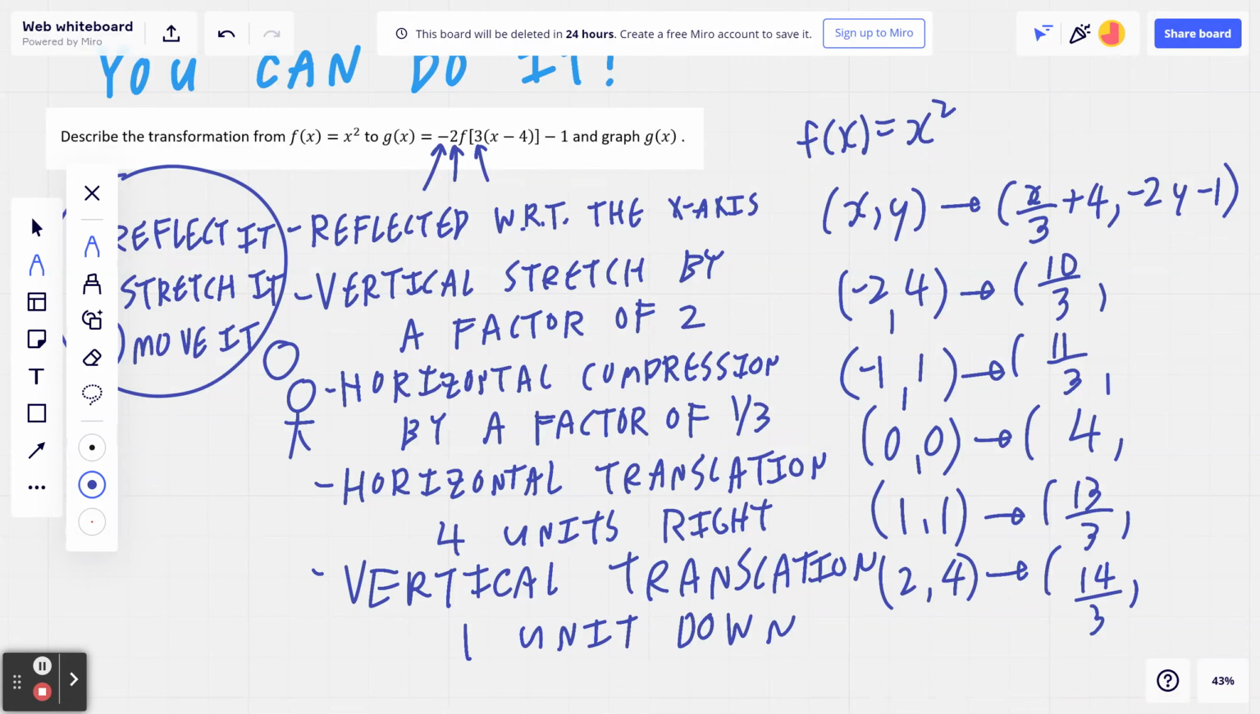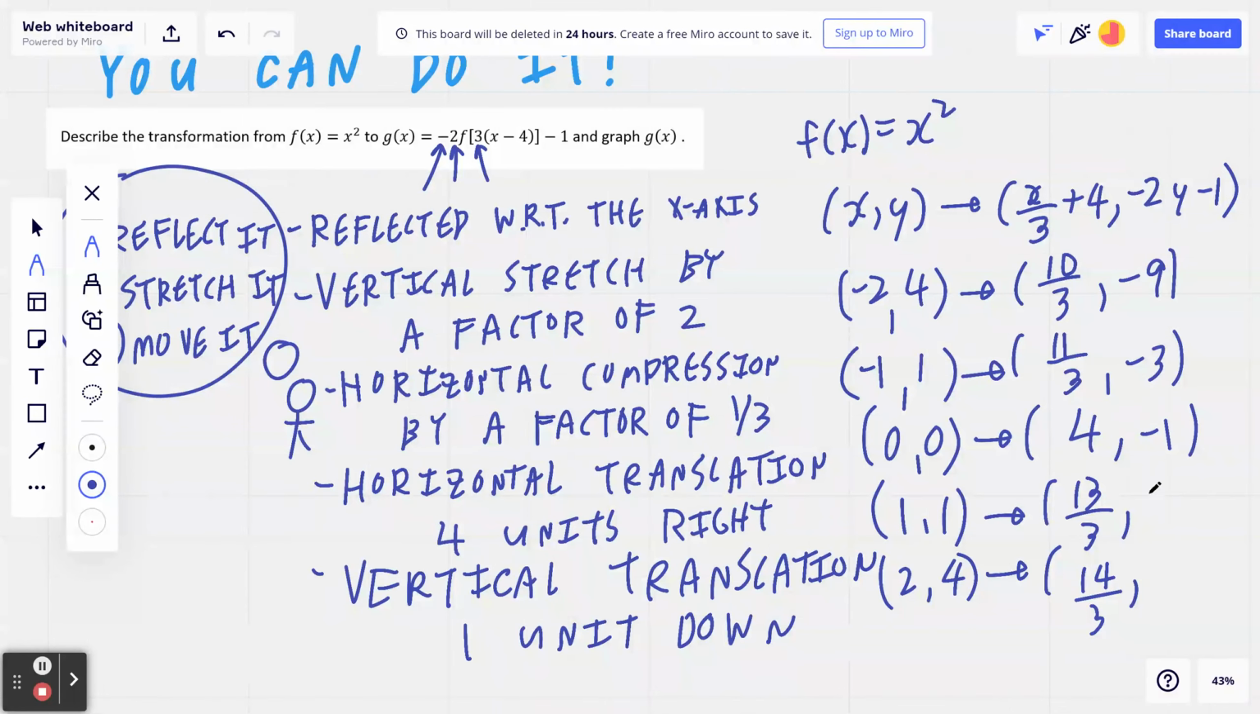Now, likewise, you look at the y components. You're going to plug in y to be 4. Negative 2 times 4 minus 1 is going to be negative 9. Next, you plug in y to be 1. That's going to be negative 3. Next, you're going to plug in y to be 0, and that's going to be negative 1.